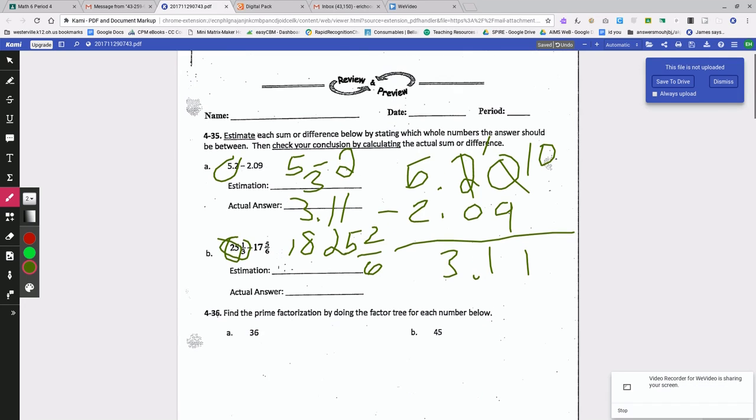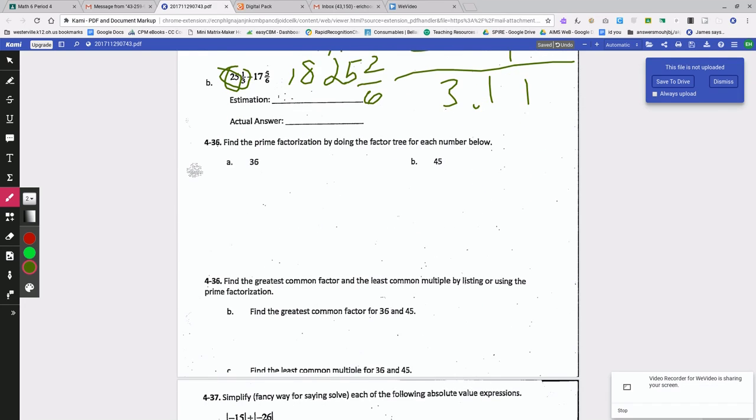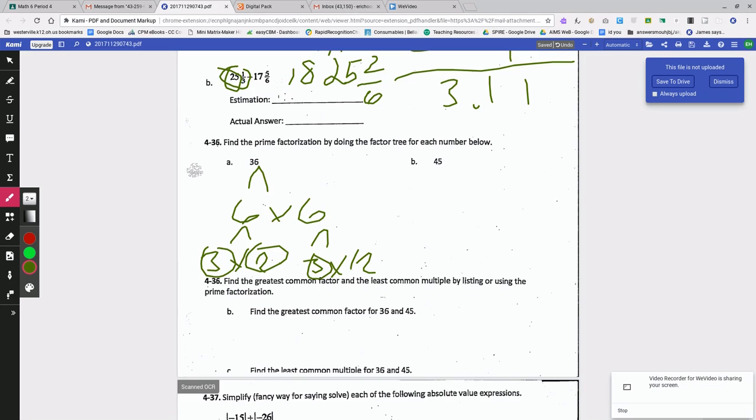Coming on to number 36, we have kind of a review of prime factorization. Remember, we're just trying to break down our numbers into prime numbers. So from 36, you can pick anything. You can pick 6 times 6, like before. Now 6 isn't a prime number, so we branch off from there. We can do 3 times 2 and 3 times 2 here. And 3 and 2 are prime numbers, so we would be finished, as we always circle our prime numbers.